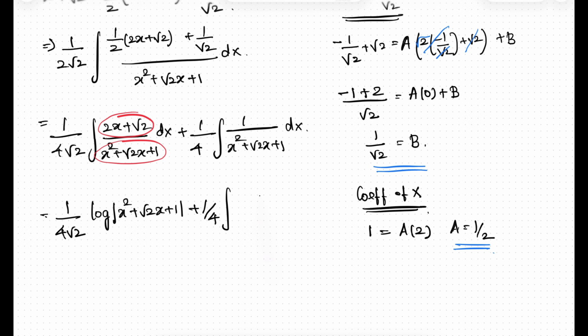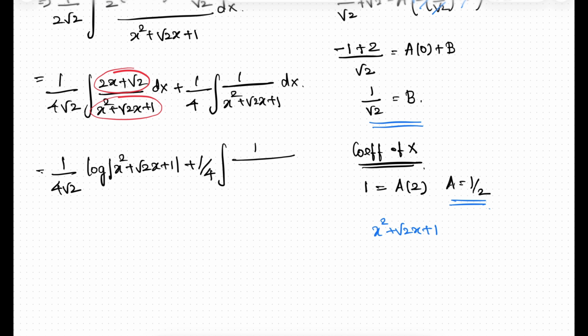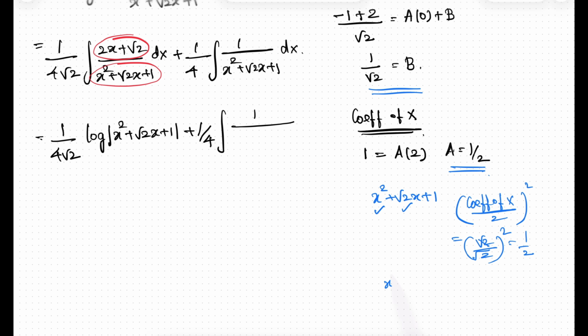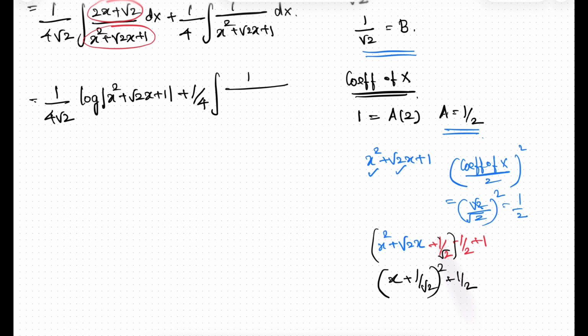Let me integrate this. To do this integration, I should complete the square. So x square plus root 2x plus 1 can be written with an a square over here and 2ab over here. The problem is to find b square such that the square gets completed. So coefficient of x divided by 2, the whole square, is what we are going to apply. Root 2 by 2 the whole square is simply 1 by 2. So when I add and subtract 1 by 2 in x square plus root 2x plus 1, I'll be having this one to be a plus b the whole square plus 1 by 2, because this 1 by 2 can be written as b square.